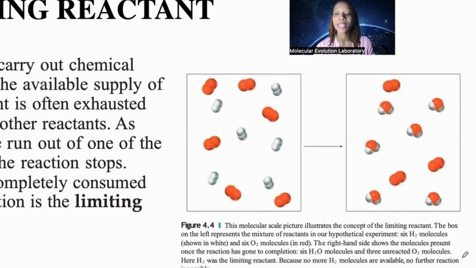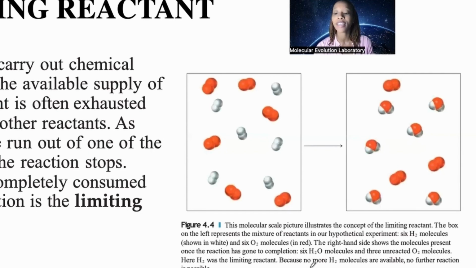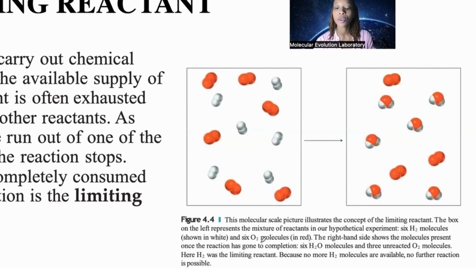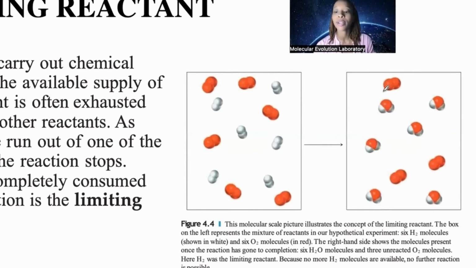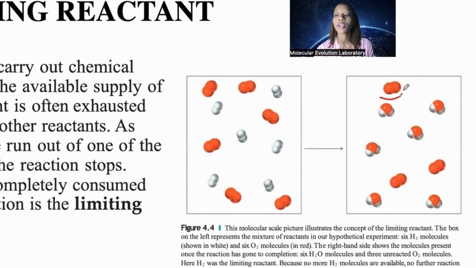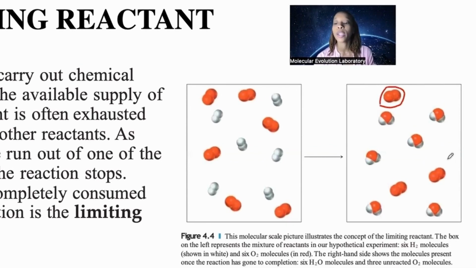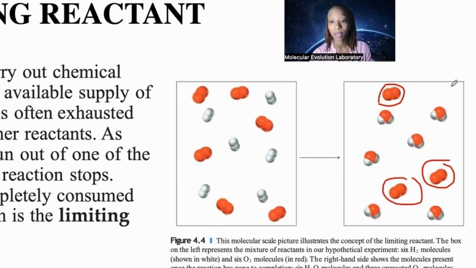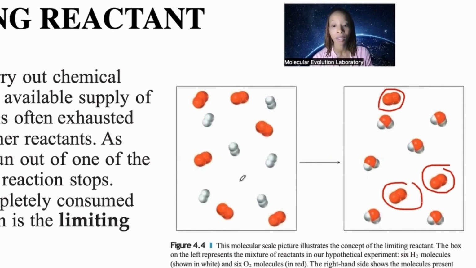Here H2 was the limiting reactant because no more hydrogen molecules are available to react with the unbound oxygen molecules. So remember that we said that 6 oxygen molecules, the oxygen molecules in red, have no hydrogen to react with them. And this means that the hydrogen is completely consumed at the end of the reaction. So the hydrogen molecule is the limiting reactant.